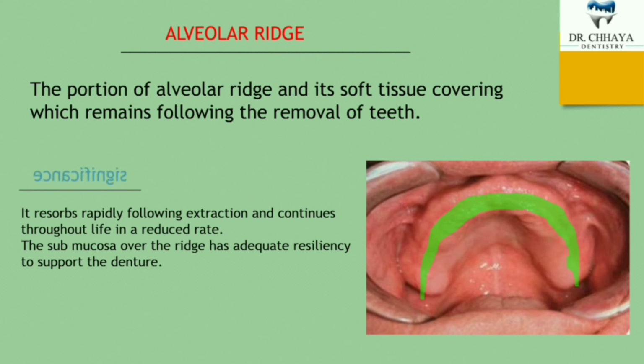Now what is the significance of alveolar ridge? It resorbs rapidly following extraction and continues throughout life in the reduced area. See, as we start losing the teeth, our residual ridge also starts resorbing and it continues throughout life. There are various conditions which decide the resorbing rate of the alveolar ridge, that is, the age of the patient, sex of the patient, whether it is maxilla or mandible, whether there is any medical condition, or what type of force is present on the alveolar ridge, etc. Now the submucosa over the ridge has adequate resilience to support the denture. That is why it is called the primary stress bearing area.